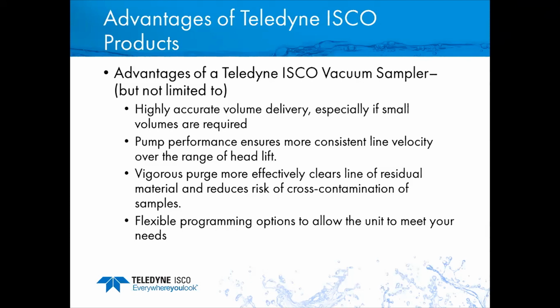The vacuum samplers have a very vigorous purge that more effectively clears the line of residual material and reduces the risk of cross-contamination between samples. And that is very important because one of the most important rules of any automated sampler is that the sample that it delivers to the bottle must represent the source. Additionally, the ISCO vacuum samplers have very flexible programming options that allow the user to configure that unit to meet their specific needs.